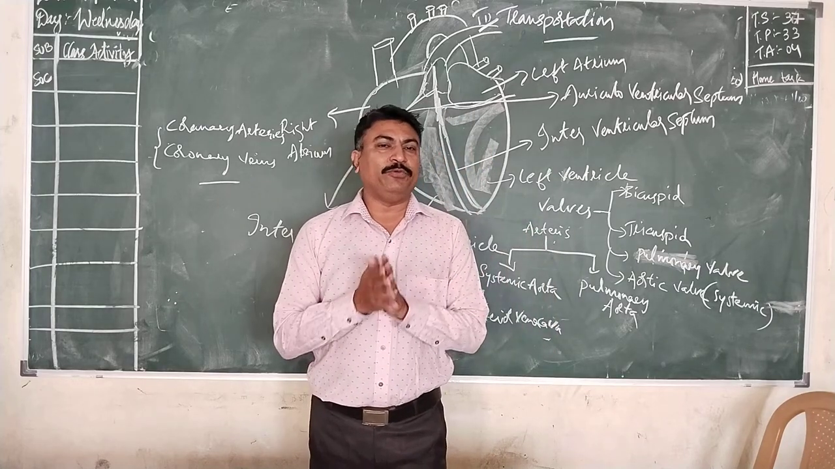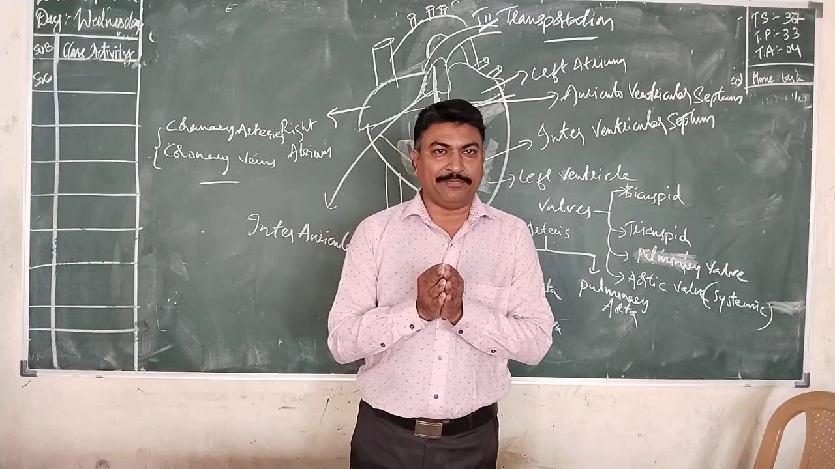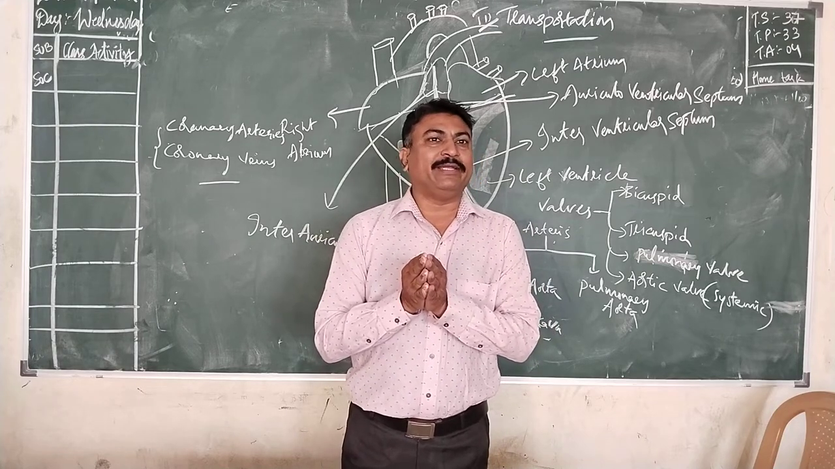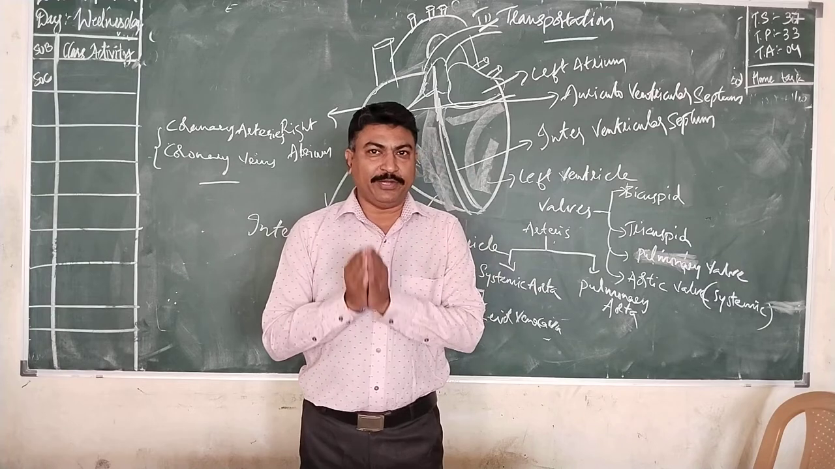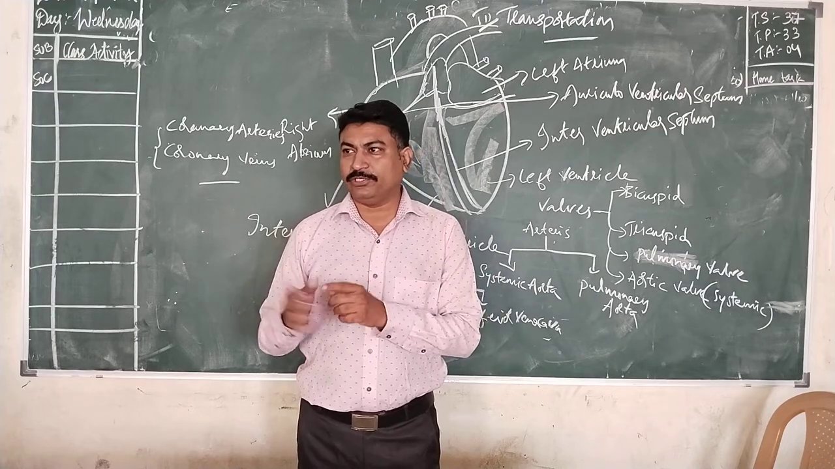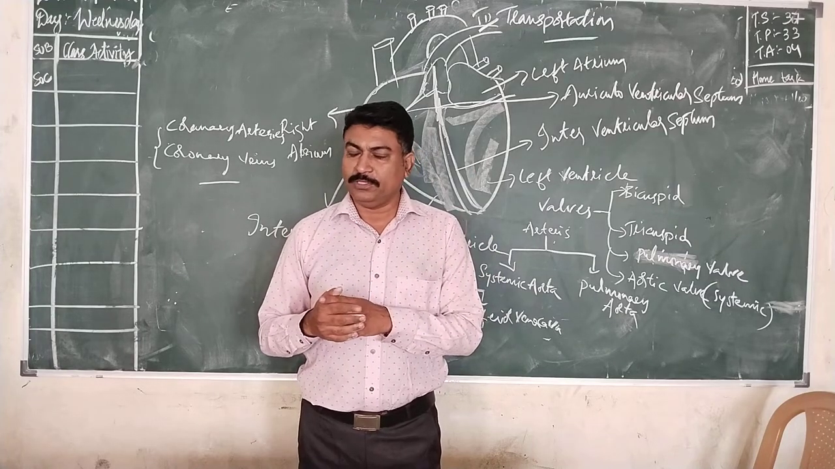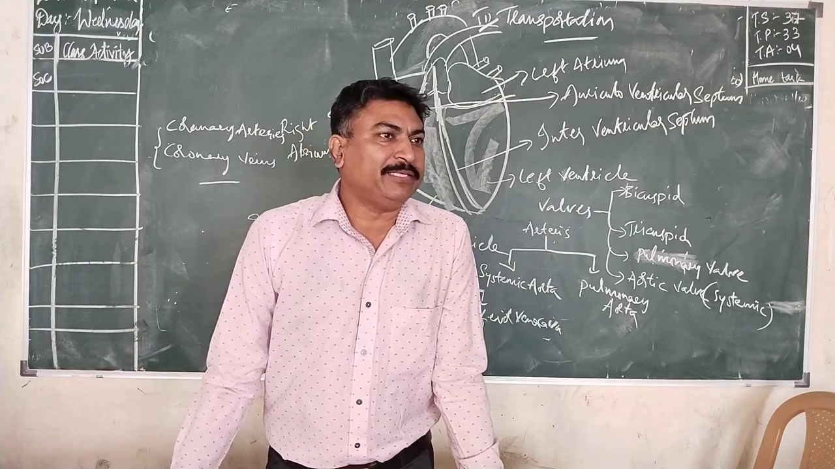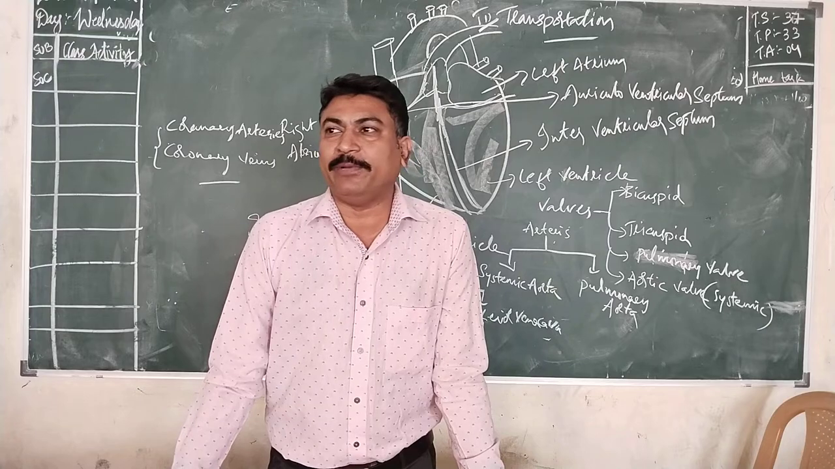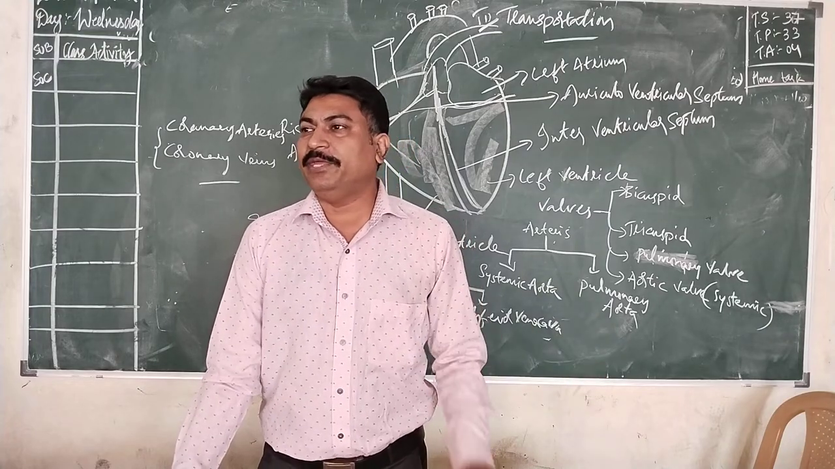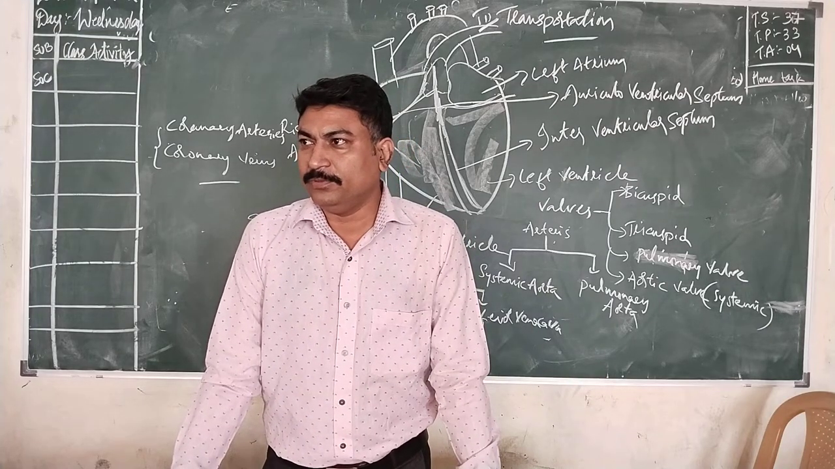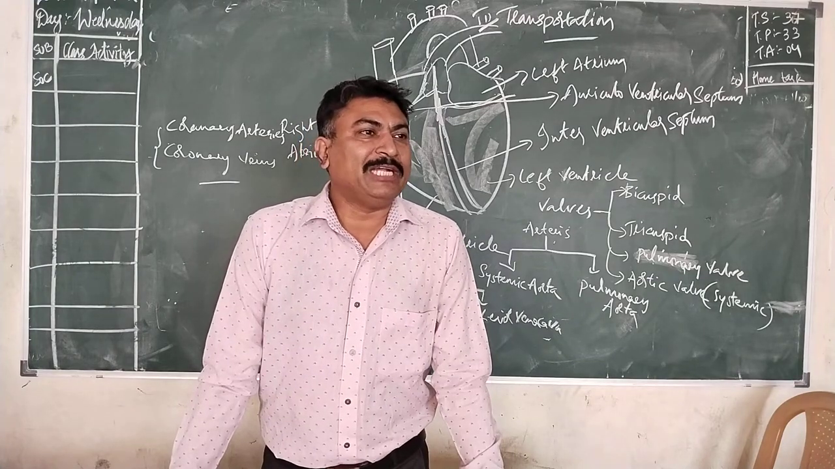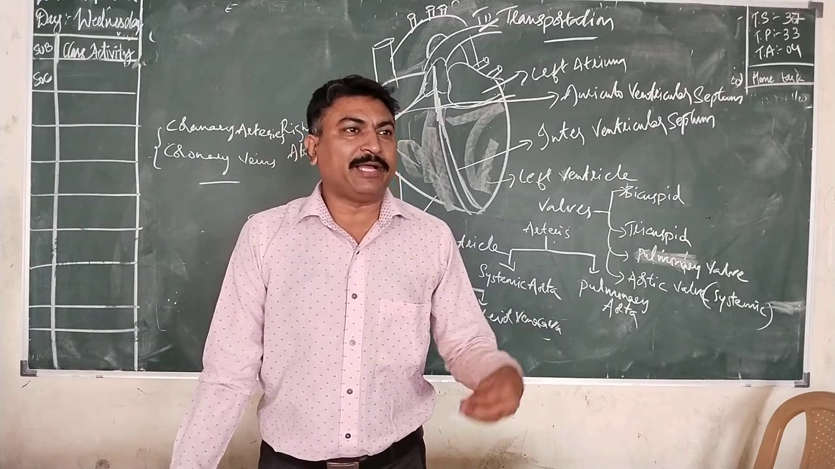For example, you will be using different types of items in your daily life, like toothpaste, brush, soap, etc. They are not produced in your houses. Is it true? They are being manufactured at one place and transported to the place where they are being utilized. True or false?